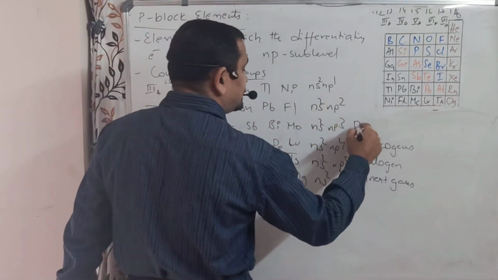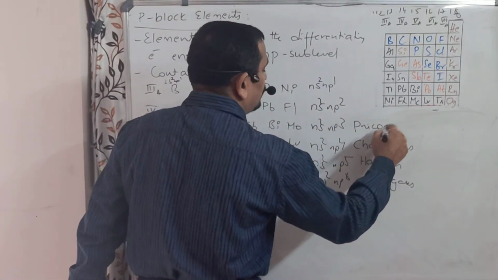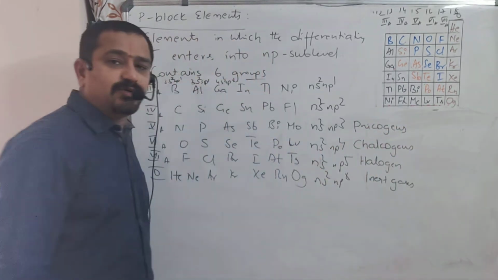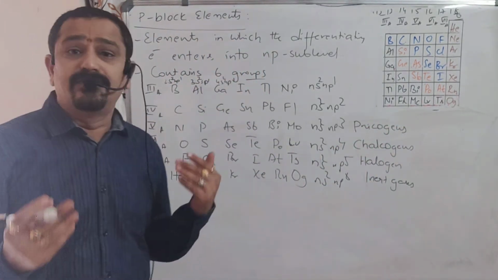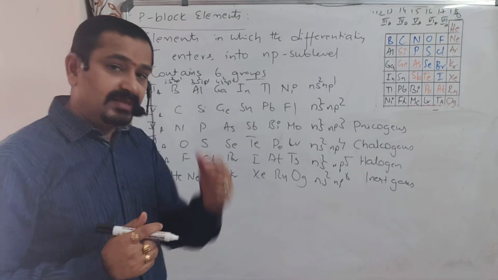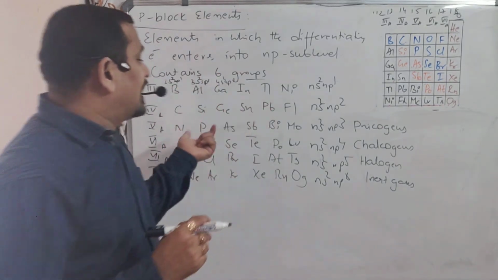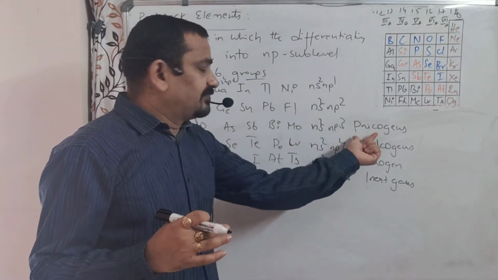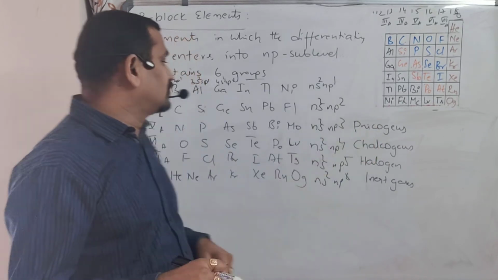And these elements are called picogens. Pico means foul smelling, gen means protector. You might have noticed the smell of ammonia in the laboratory in schooling. How pungent it is, right? As they give such pungent foul smelling products, they are called picogens.